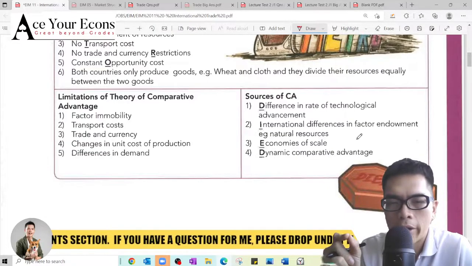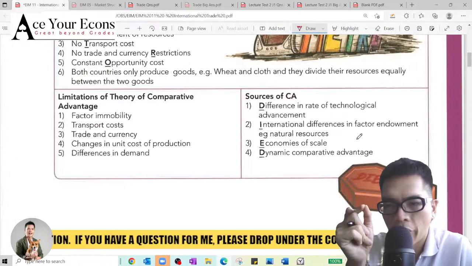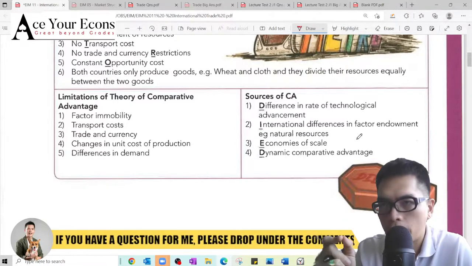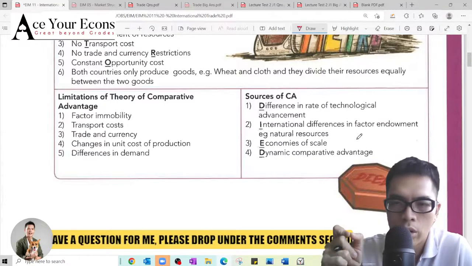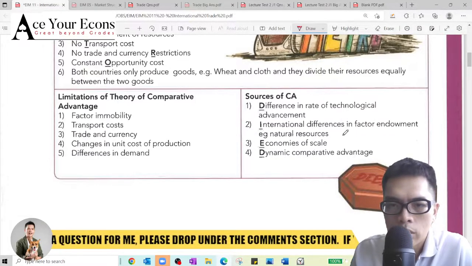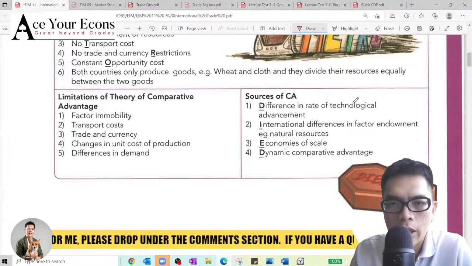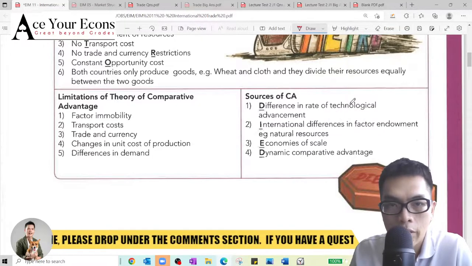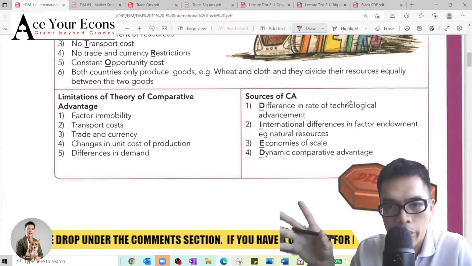Okay, comparative advantage is one of the common factors among our patterns of trade. That's why I emphasize this is exceptionally crucial. So, sources of comparative advantage: we can see that differences in technology level will result in different countries having different comparative advantages in different productions, especially in inter-industry trade.